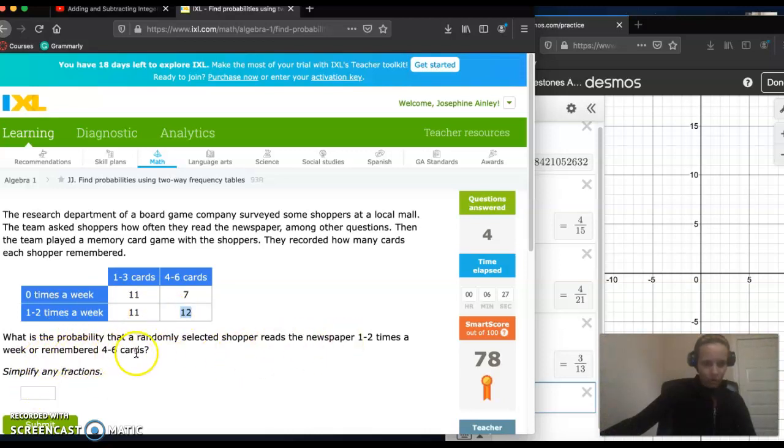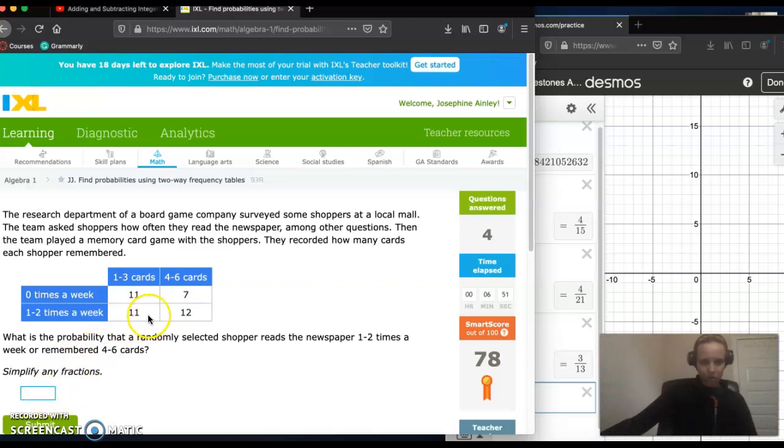Or remembered 4 to 6 cards, 7. Because it says "or," it doesn't have to be the intersection of both, right? So now it's saying if you read 1 to 12 times a week, you're going to do 11 and 12, right? But you could also have just had 4 to 6 cards, which is an additional 7. So it's 7 plus 12 plus 11 being your total of your possibilities.